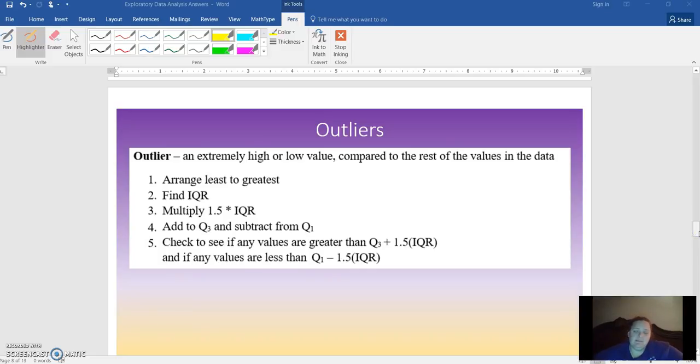All right, outliers. Every time I teach this, students have a really hard time. This is not something the calculator can do for you. You have to physically calculate it. You put the things least to greatest. You find the IQR, which is Q3 minus Q1, and the calculator will tell you. Then you take that number and multiply it by 1.5. Then you take Q3 and add this number, and take Q1 and subtract that number. You see if anything is greater than Q3 plus the number, or if anything is less than Q1 minus the number. That tells you if there's an outlier.